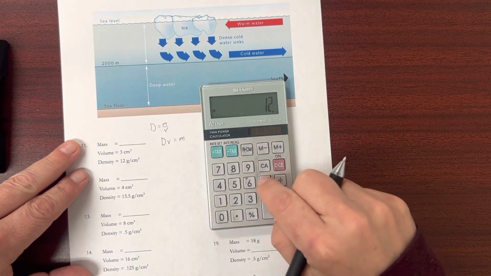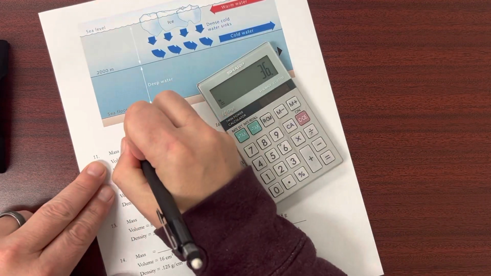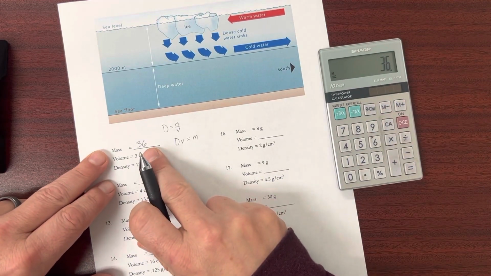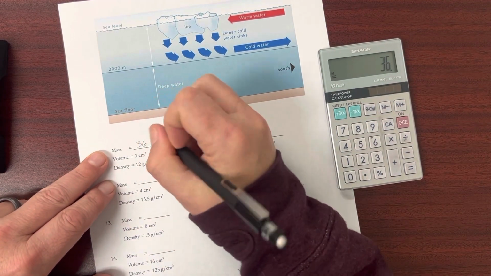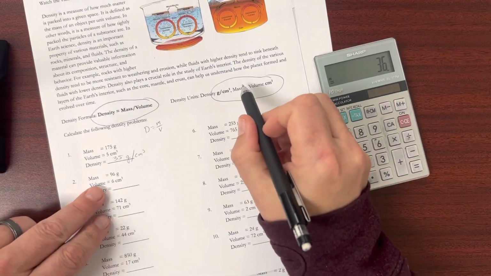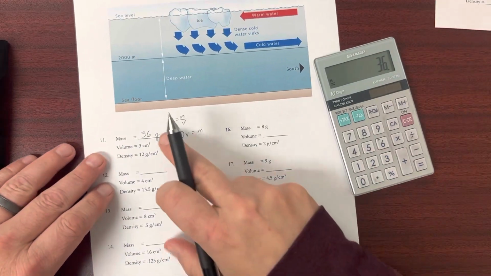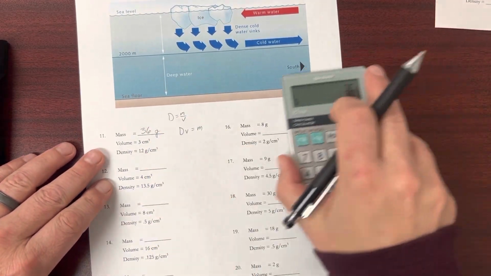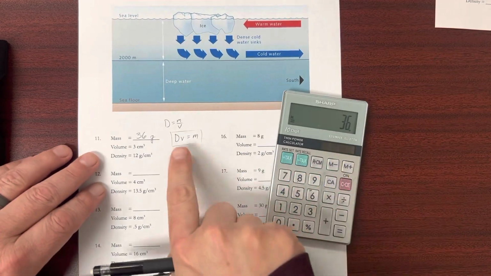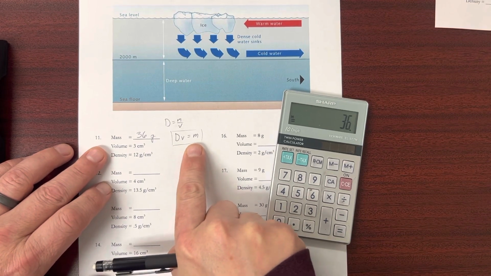Density is 12 times 3 for the volume equals 36. And don't forget your units, mass is grams, which I have on the front page here, right? Mass is grams. And you're going to do that for this whole column. And again, you can use this formula here. It tells you exactly where to input the density and the volume to get your mass.